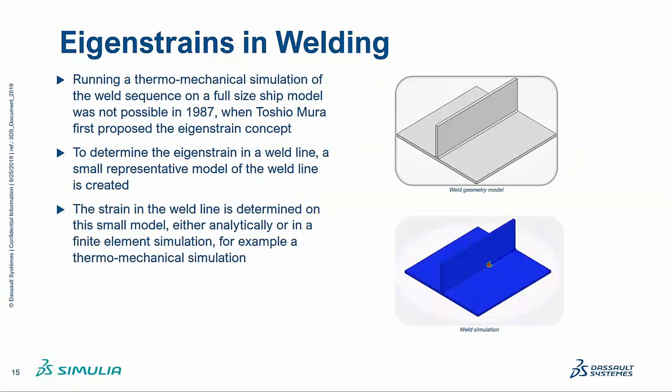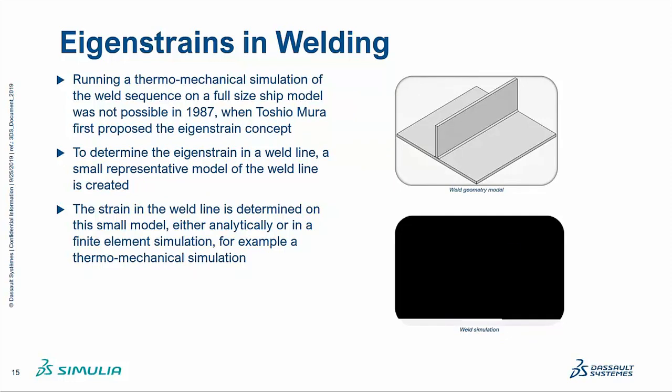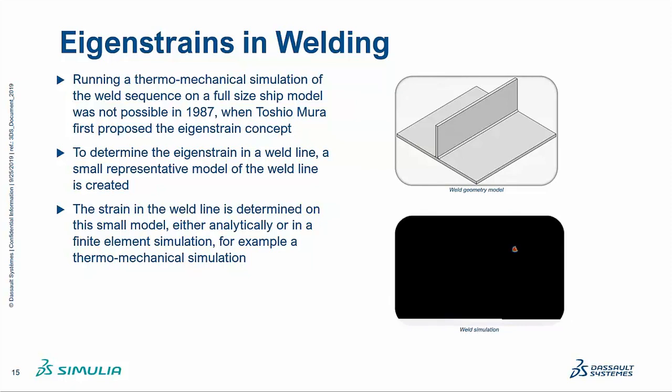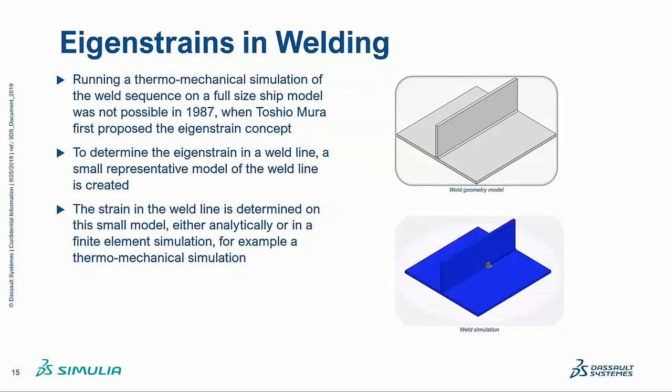Now, if we consider what Toshio Mura was coming up with in 1987, well, he didn't have thermomechanical simulation on his side when he proposed the eigenstrain concept. And that can be done today. But let's think about it in a different context, and that is to determine the eigenstrain in a weld line.